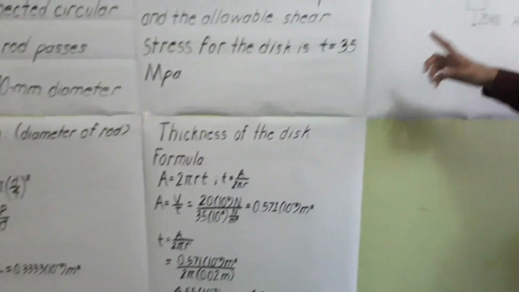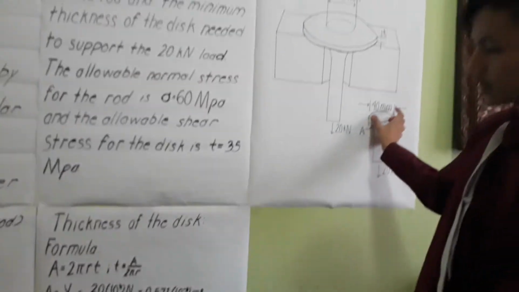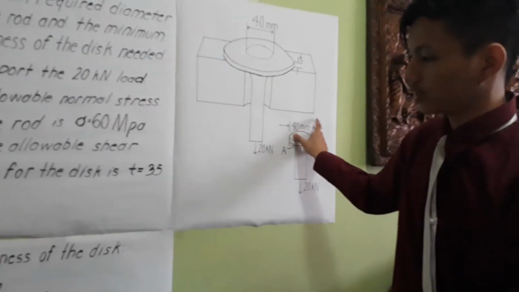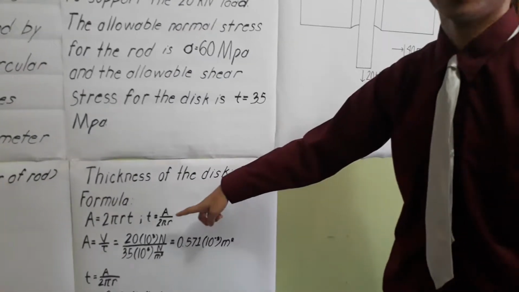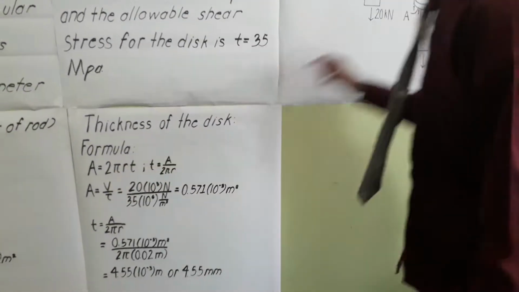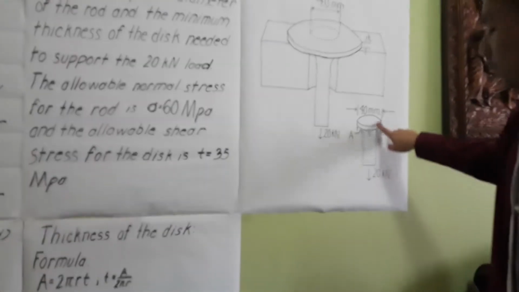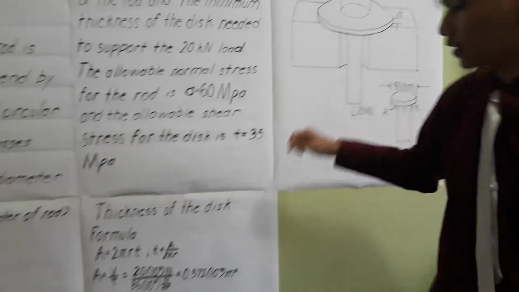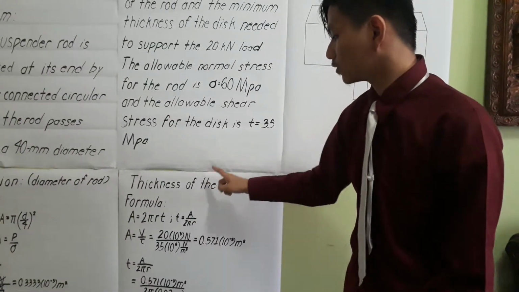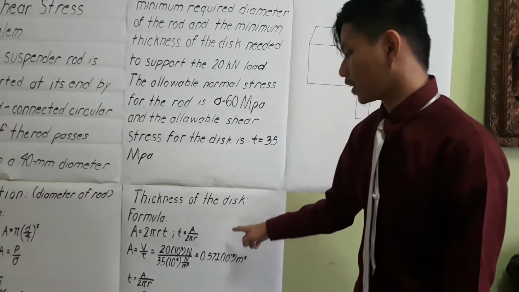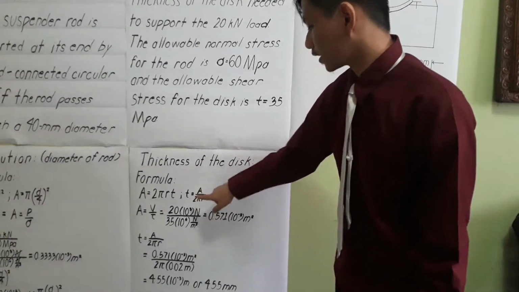And now, for the thickness of the disc. Since we can see that this is also circular, we can just use the formula of 2 pi r t, which is the circumference of the disc and the thickness of the disc. And just manipulate the formula. We can have the thickness equals area over 2 pi r. And again, we have two unknowns, which are the thickness and the area.